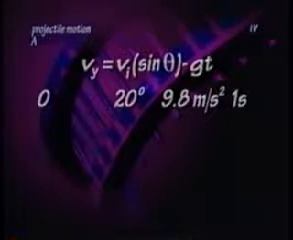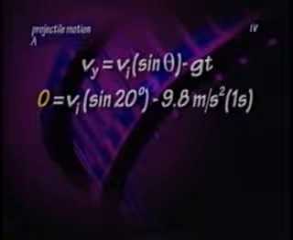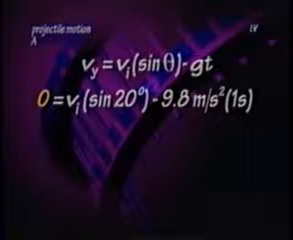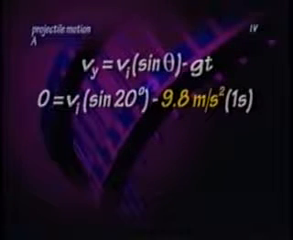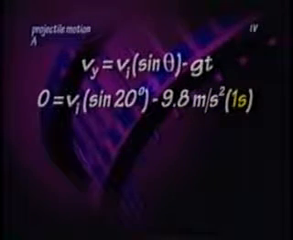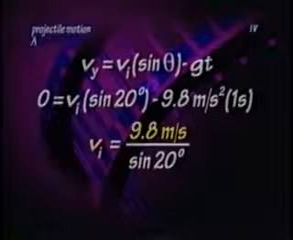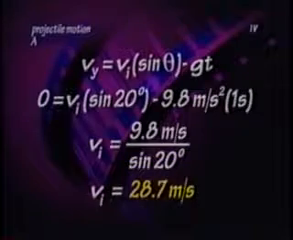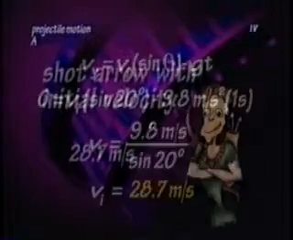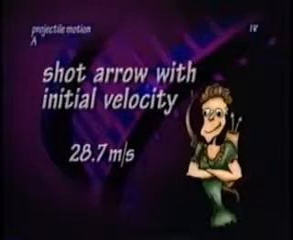All we have to do is plug in our numbers to solve for v sub i. Remember, v sub y is 0, because when the arrow is at its highest point, its vertical velocity is 0. So, v sub y equals v sub i times the sine of 20 degrees minus g, 9.8 meters per second squared, times t, 1 second. The initial velocity equals 9.8 meters per second over the sine of 20 degrees, which is 28.7 meters per second. So we see that Bright as Light shot the arrow with an initial velocity of 28.7 meters per second.